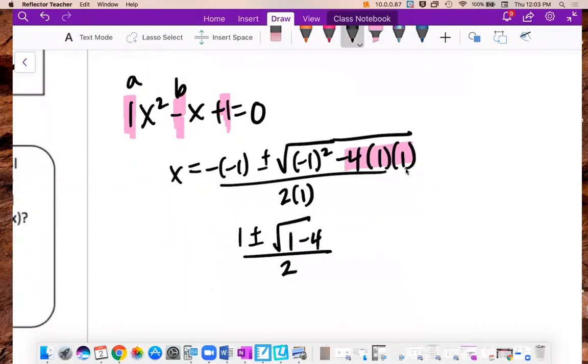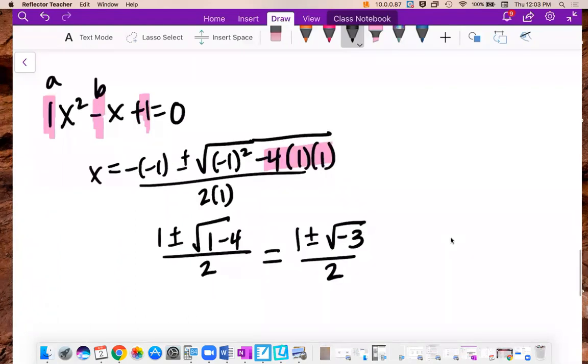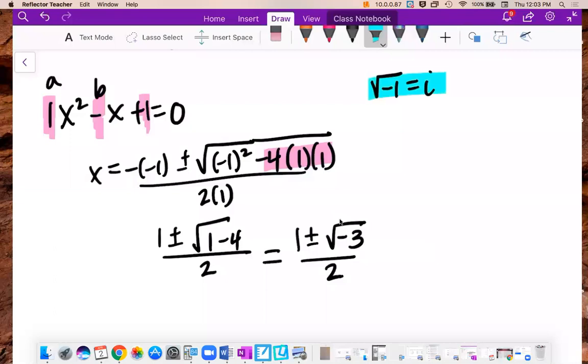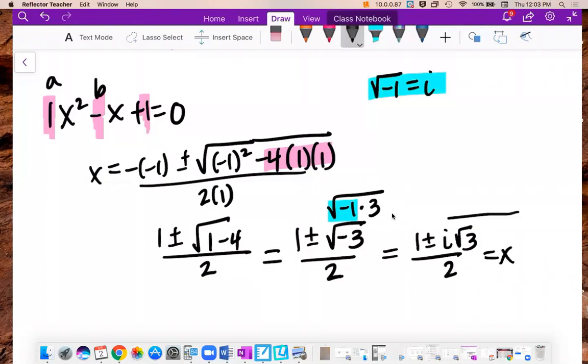Okay, and then we're going to simplify the inside. So this becomes 1 plus or minus the square root of negative 3, because 1 minus 4 is negative 3, all over 2. And then we know how to simplify this now. I know that the square root of negative 1 is equal to i, which means this has an imaginary solution. So I'm going to break this up into negative 1 times 3. The square root of negative 1 becomes i, so I'm going to take an i out. I can't do the square root of 3, so that stays in there. So this becomes 1 plus or minus i square root of 3 all over 2. And that is what x equals for this problem.